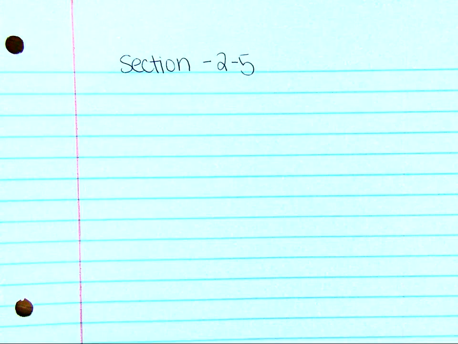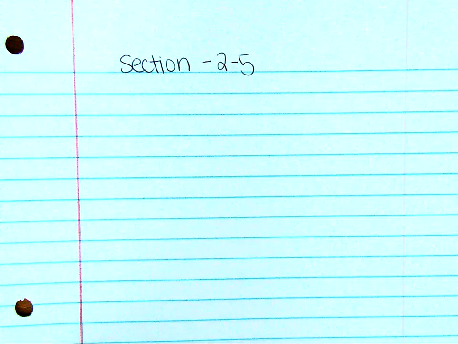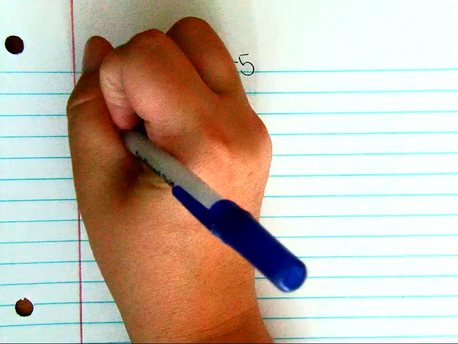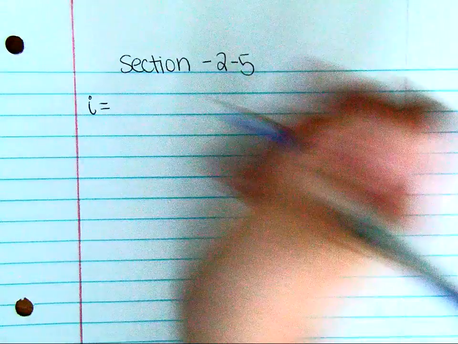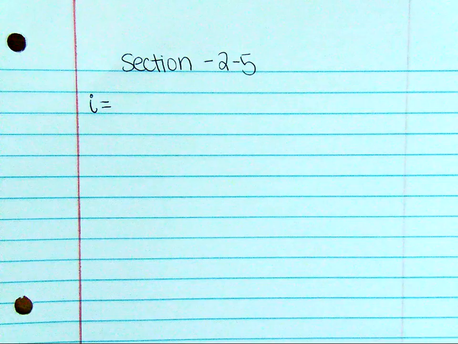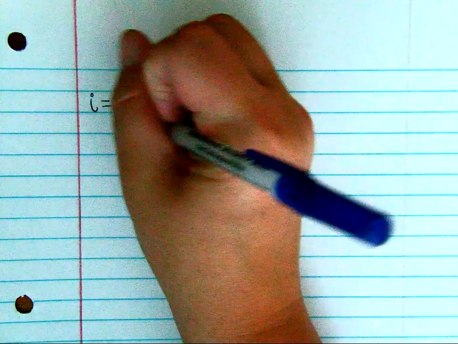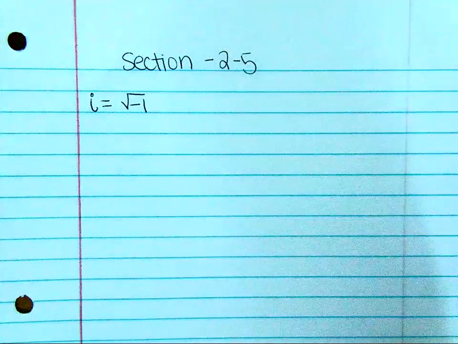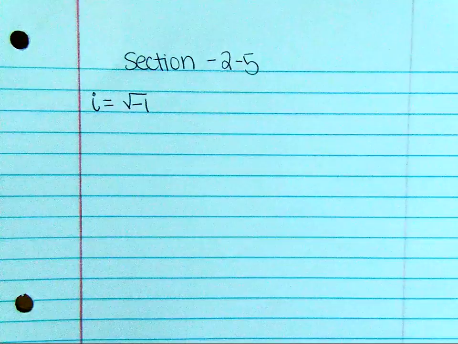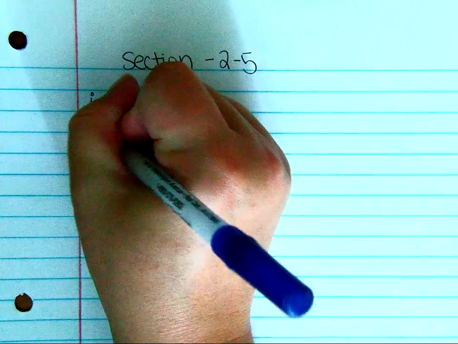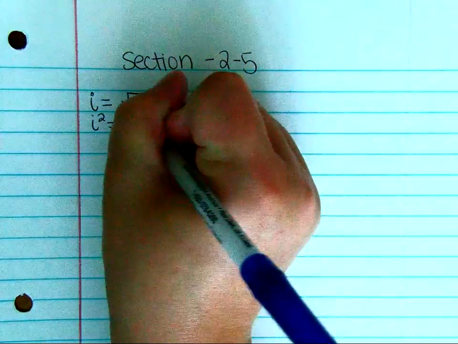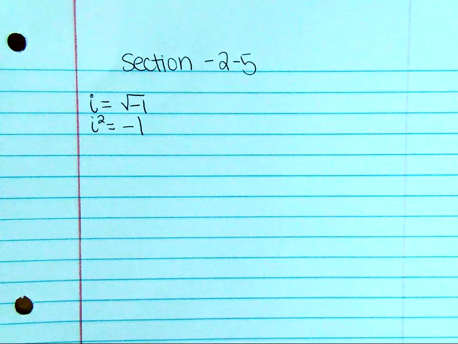Okay, so this is going to be the video on section 2-5, complex numbers. First thing we want to remember is that when we talk about complex numbers, we're talking about square roots of negative numbers. And the most basic one is when we talk about I. And we need to remember that I represents the square root of -1. Then when we talk about I squared, we're going to say that that is -1.